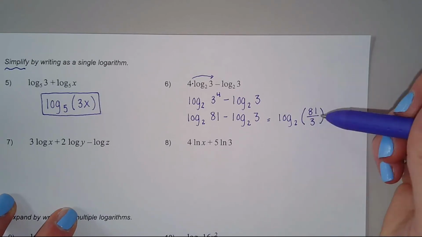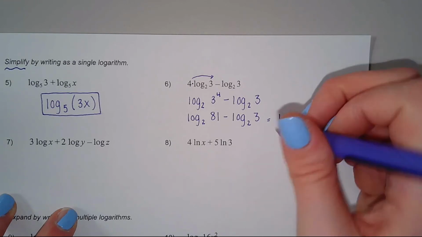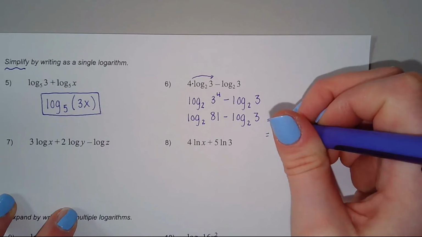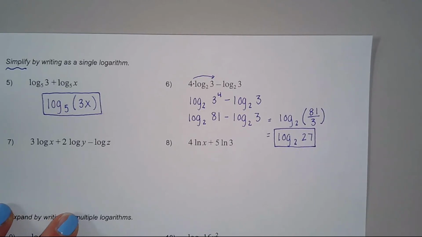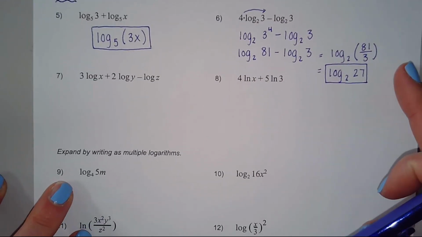We could simplify this again because these are numbers. I could go ahead and do 81 divided by 3. If we do that, that's 27. So this whole thing, the log base 2 of 27, would be my final answer. So as much as you can simplify, we do want to simplify throughout this process. Let's go ahead and try one with just variables where we can't exactly simplify.